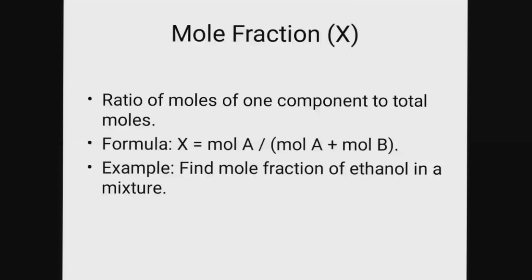The formula is mole A divided by mole A plus mole B. This is just like when you are given two compounds, or four compounds, or five compounds, you add them together. Then you pick the first compound and divide it by the total number of addition of all those compounds together.